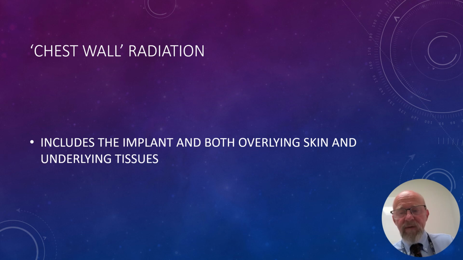So, if there's a reason to use radiation to the chest wall, and often it can be because the nature of the cancer creates some risk of having microscopic tracking of cancer cells into that chest wall tissue. So if a person is going to have that radiation and an implant was done at the time of their surgery, that chest wall radiation will include the implant itself as well as the overlying skin and tissue immediately under the skin, and of course the underlying tissues of the chest wall.